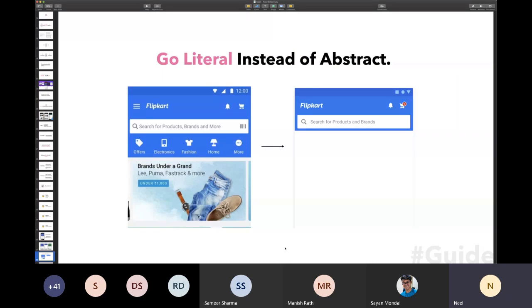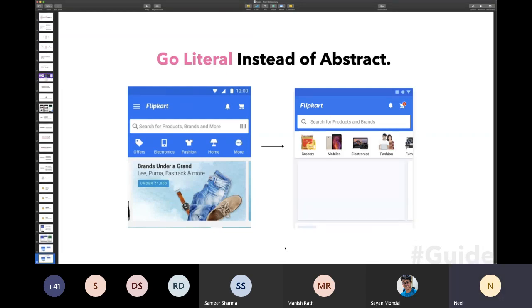At the same time, from understanding. So just go literal instead of abstract. For example, here we see all categories mentioned as icons: electronics, fashion, home. These might not be very well understandable by everyone as to what that particular item represents. In fashion, it looks like a top. So am I only going to find tops there? That is something I don't know. And if it represents a top, I don't know if men's fashion would also be available there. So be literal instead of abstract.